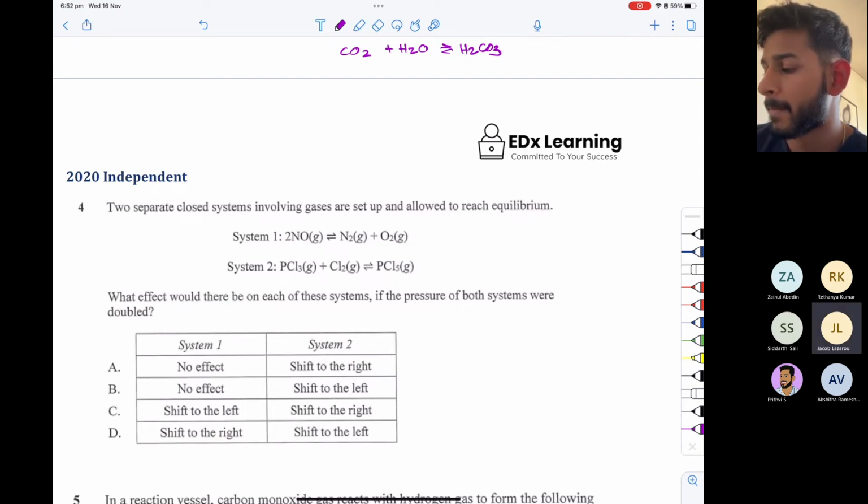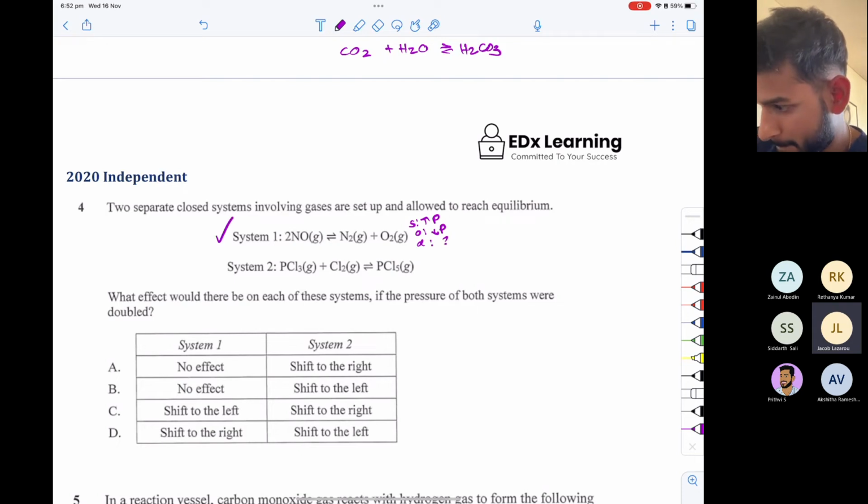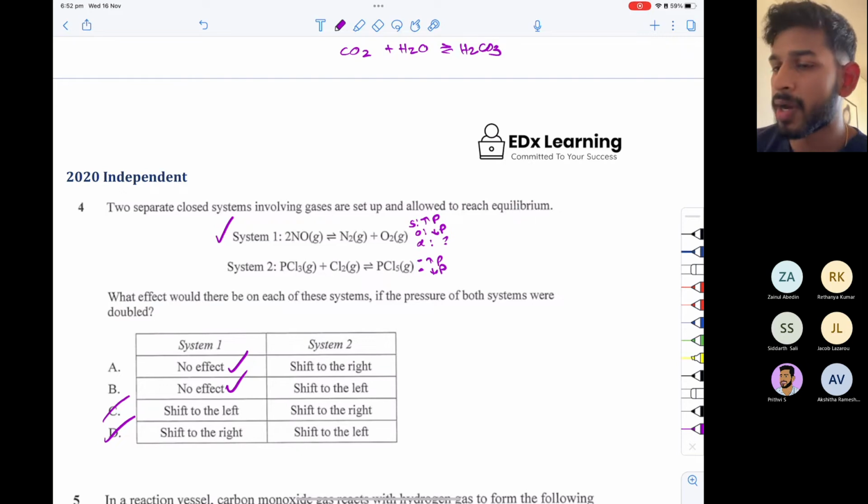Yeah, so if you double the pressure, for the first system there'll be no change because the ratio is 2:2. And then for the second system, it will shift to the side with the least amount of moles. So it will shift to the right. So it has to be A. Good.